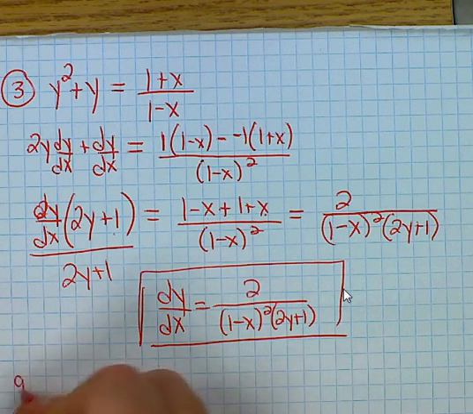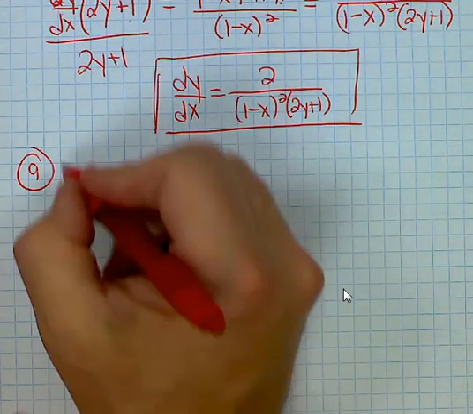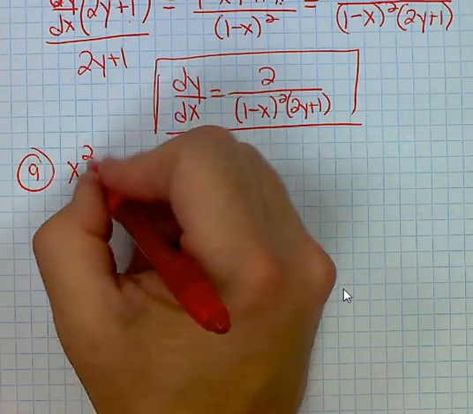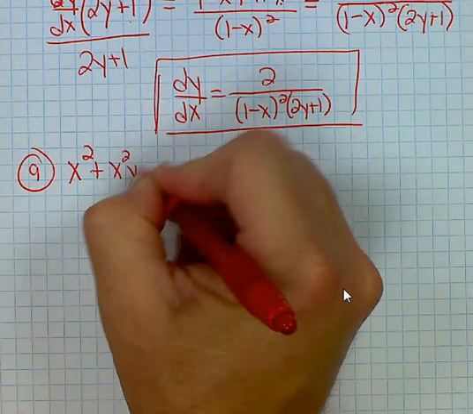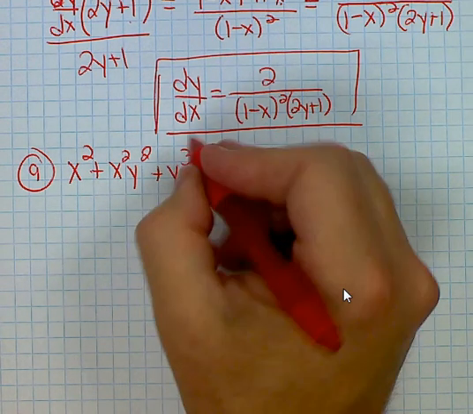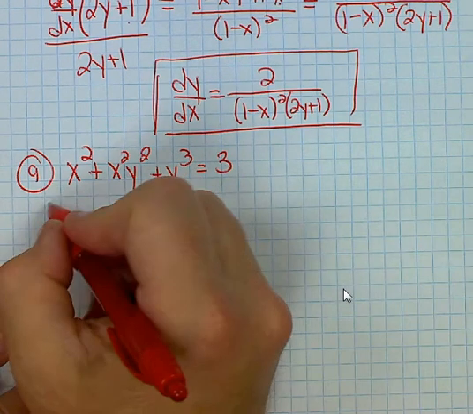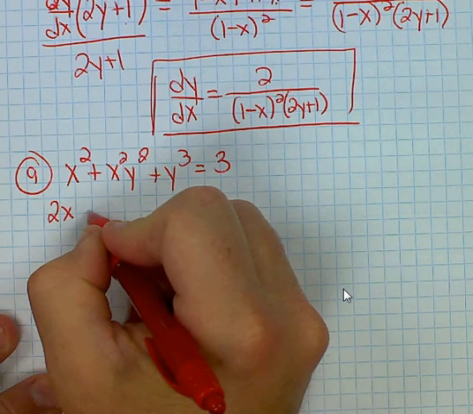And we move on to number 9. Last question. Number 9 says we have x squared plus x squared y squared plus y cubed is equal to 3. All right, taking the derivative of x squared, I just get 2x, we're done.